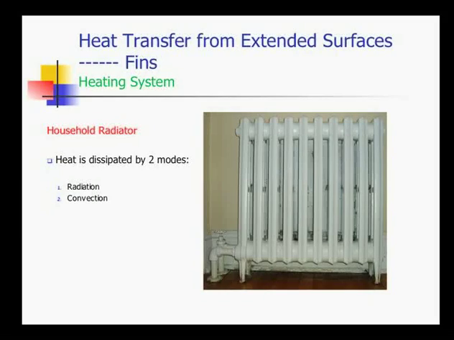Another example is the household radiator. In this case, we're dissipating heat by two modes, convection and radiation. Convection to the surrounding air, radiation from the radiator itself to the walls, to your body, and so on.